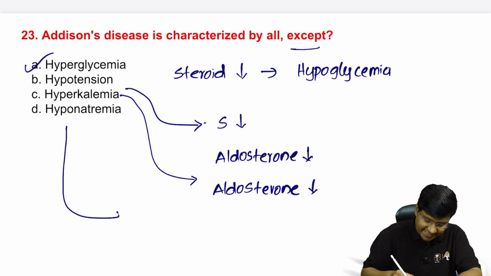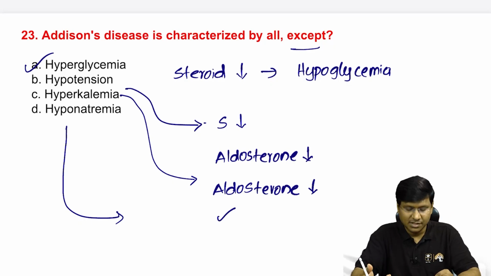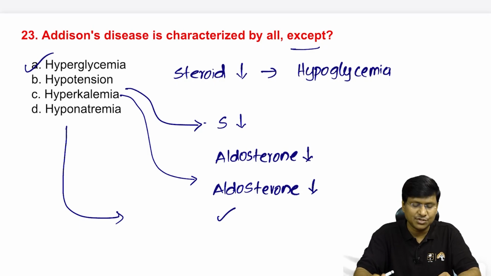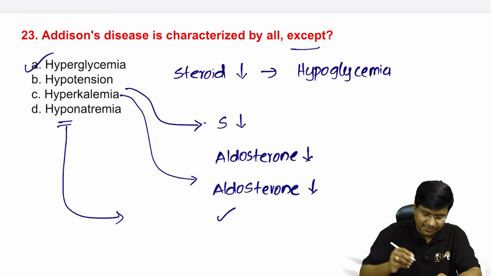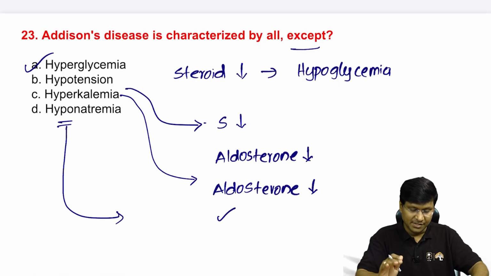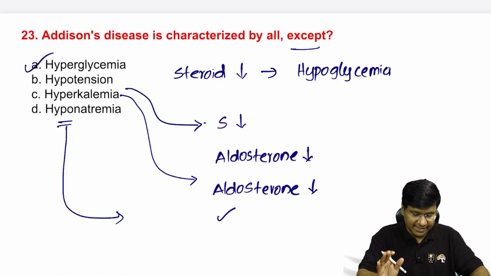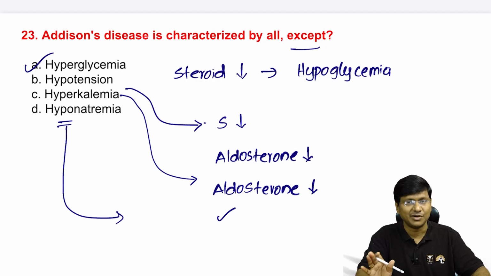Next, coming to hyponatremia, that is again because of aldosterone deficiency, because aldosterone is the one which is required for sodium and water retention, and once there is aldosterone deficiency, that will result in the development of hyponatremia. So Addison's is characterized by all except what? Hyperglycemia will not be there.